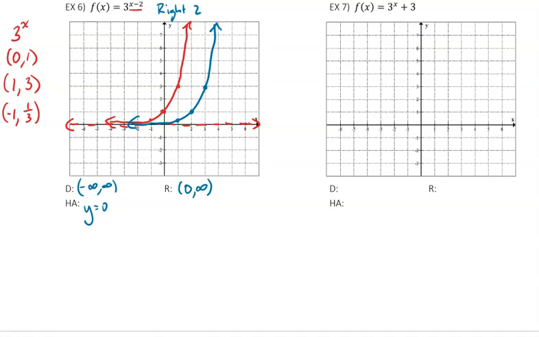Okay, so now let's look at one where our asymptote is going to change. So again, we're going to start out by graphing the parent graph. In this case, it's also 3 to the x, which we've already done on the left. So I'm going to go ahead and just plot those same points and go ahead and get our parent graph drawn.